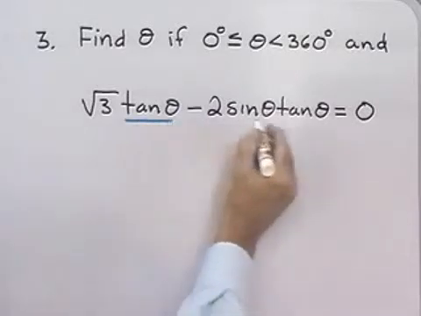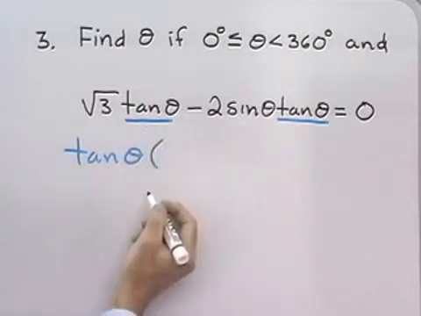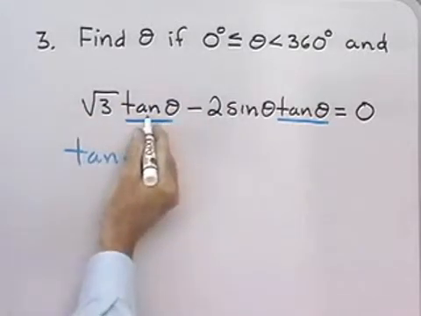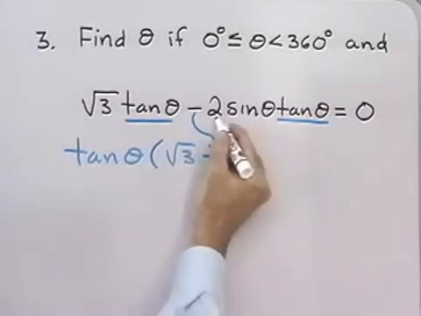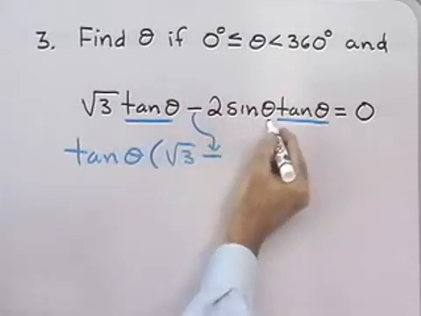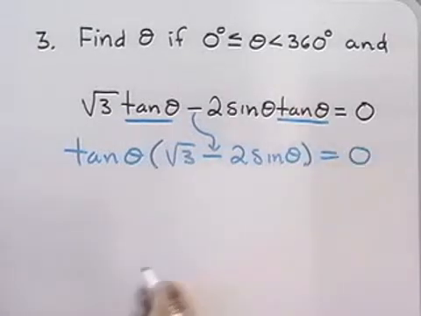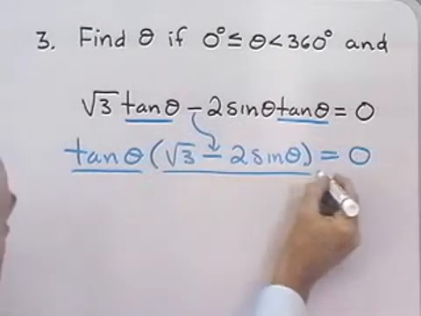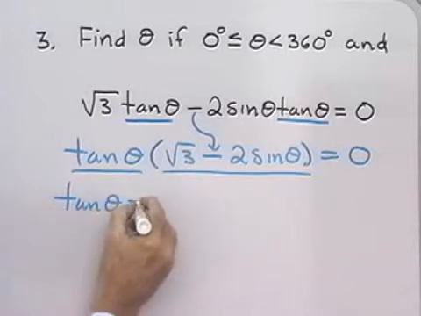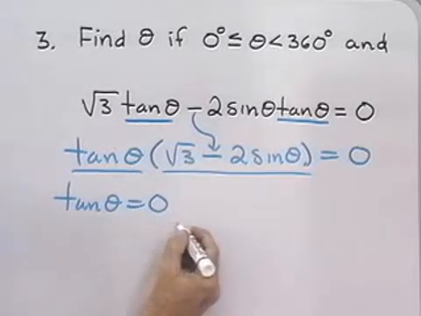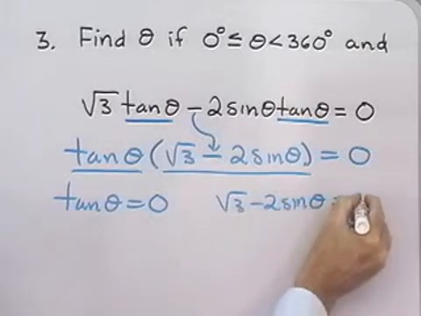Let's start by factoring out a tangent theta from both terms. Sometimes we have to do factoring just like we did in algebra. What's left in this term when I factor tangent theta out is square root 3. Minus, that's my subtraction sign. When I factor a tangent theta out of this term, what's left is 2 sine theta. On the other side I have 0. The only way I can have the product of two things equal to 0 is if one or the other is 0. So I'll say tangent theta is equal to 0. That will give me some solutions for theta, or square root 3 minus 2 sine theta is equal to 0.